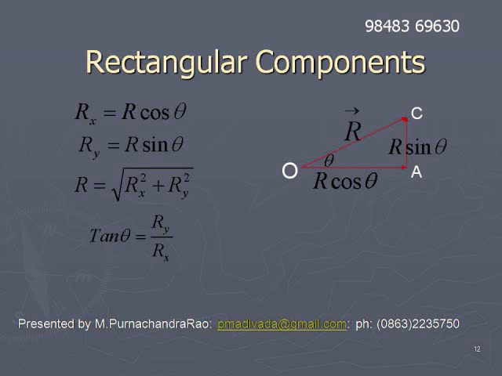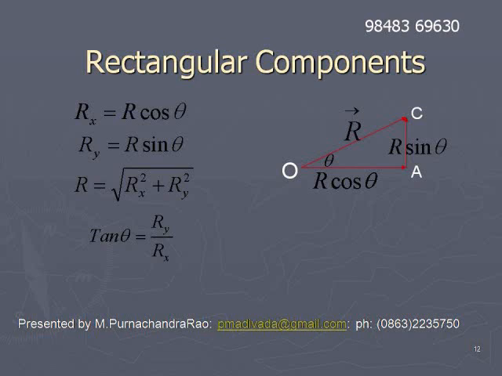Hence, OAC is a right angle triangle. So the square of the hypotenuse is equal to the sum of the squares of the sides. Hence, r square is equal to rx square plus ry square. But rx is r cos theta, ry is r sin theta. Hence, r square cos square theta plus r square sin square theta, where r square is common. Since sin square theta plus cos square theta is 1, we will get r square. So r will be equal to the square root of rx square plus ry square.